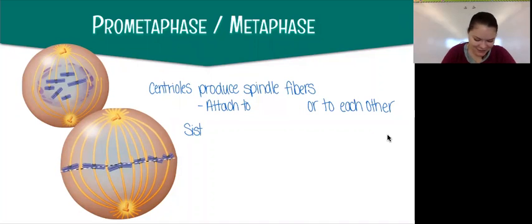Centromere, centrosome, no, centromere. You know, sometimes your brain's like, you should work, and then sometimes it doesn't. Good story.